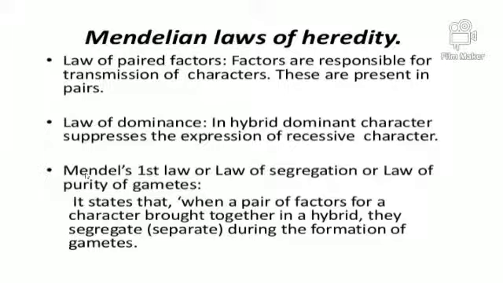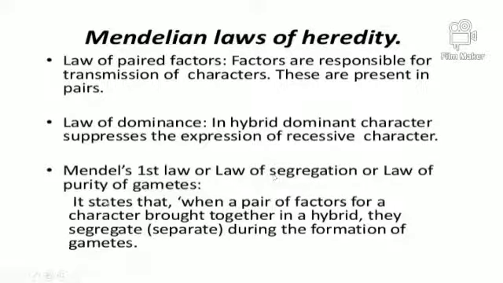Then Mendel's first law. It is also called the law of segregation or the law of purity of gametes. These are the three names. Sometimes it is called Mendel's first law, sometimes the law of segregation, sometimes the law of purity of gametes. Segregation, purity, the pure one. So the name itself indicates what happens in this law.